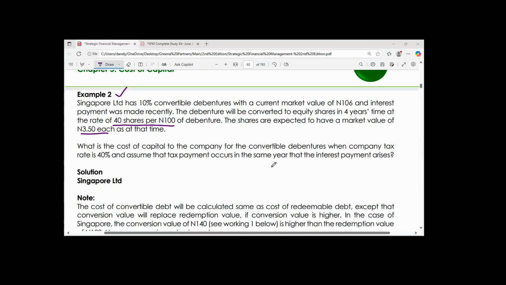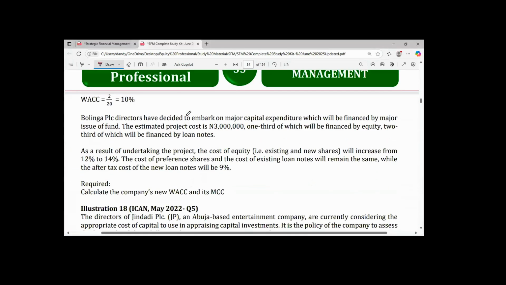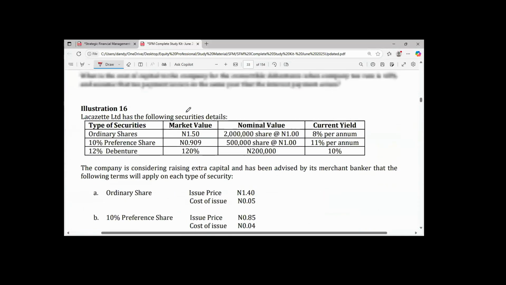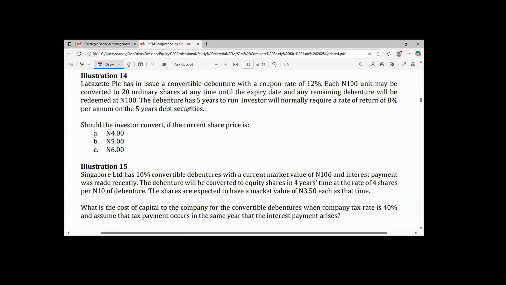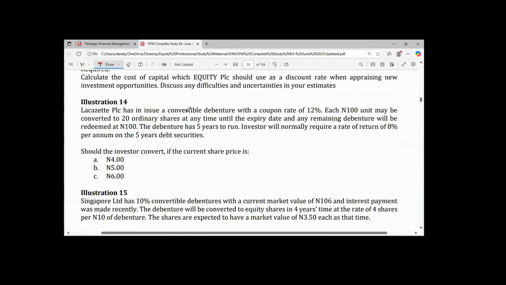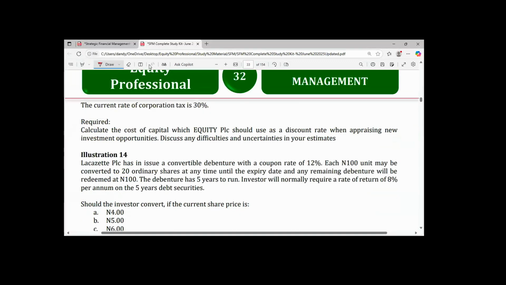Let's first of all solve this particular question. I will show you where you have it there. Or let me quickly check. It's asking what page. That should be, yes, that's illustration 14 and 15. Illustration 14 and 15. That's the page. Sorry, page 32. Page 32.